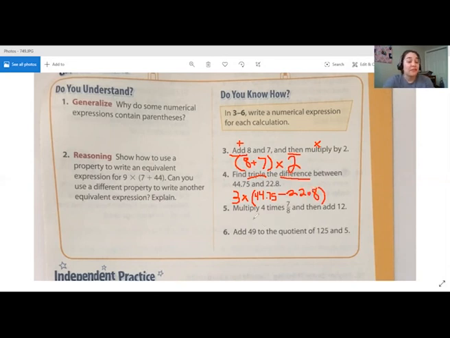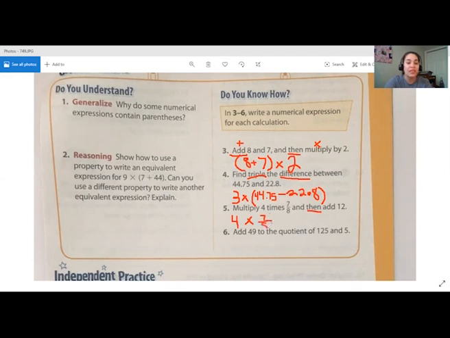All right, number 5. Multiply 4 times 7/8 and then, so I know I have to do that multiplication first, then add 12. So we're going to multiply. I'm putting my multiplication sign. 4 times 7/8.